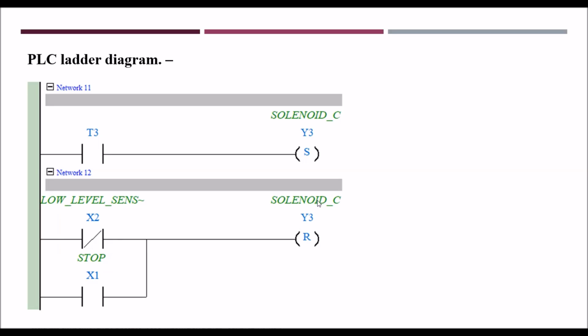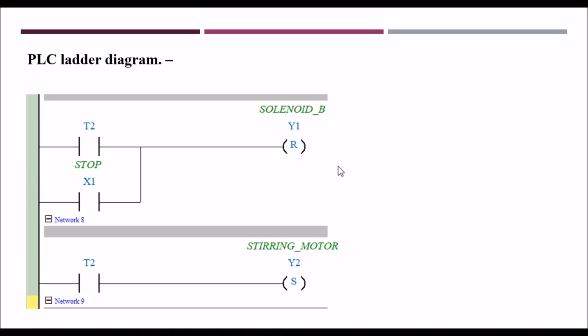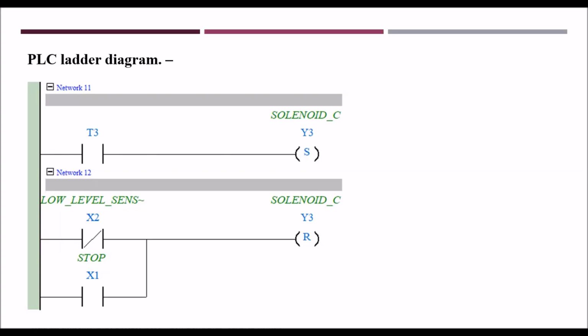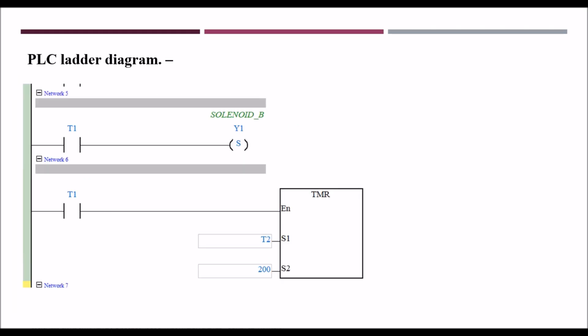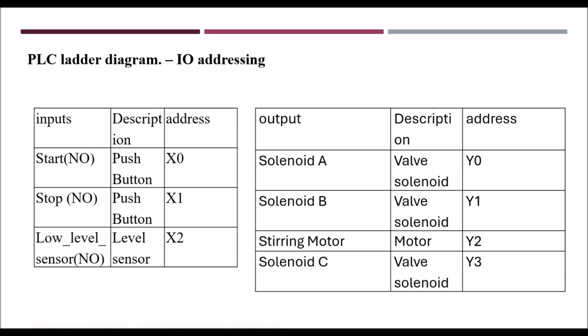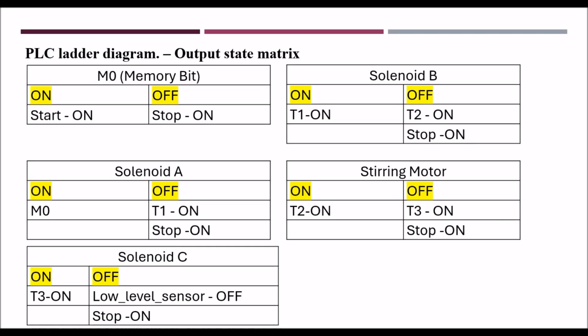So whenever this question is asked for 20 marks, you have to write part A, that is the process algorithm. Then you have to write the block diagram. Then the ladder logic. Ladder logic you can directly write, but if you write the input IO addressing, it will be very clearly understandable to the evaluator. Okay, so IO addressing, then output state matrix.